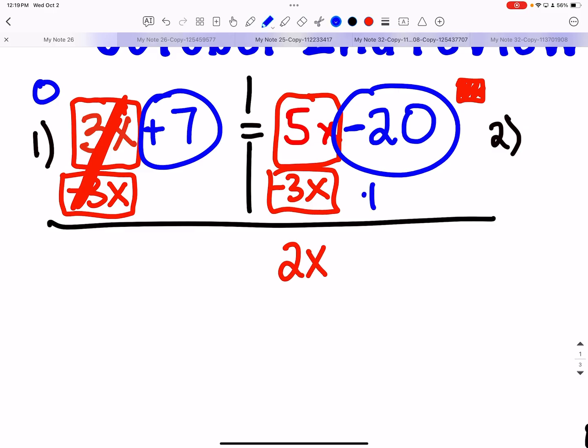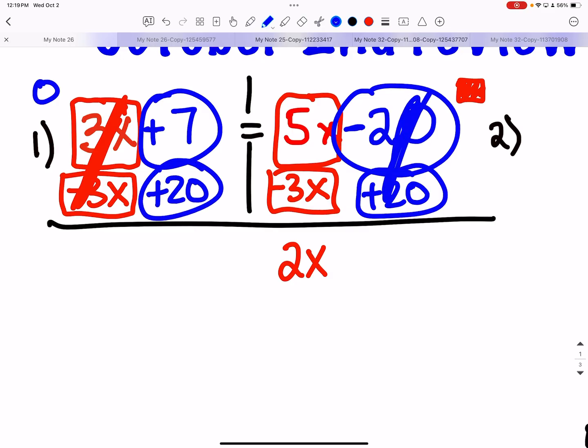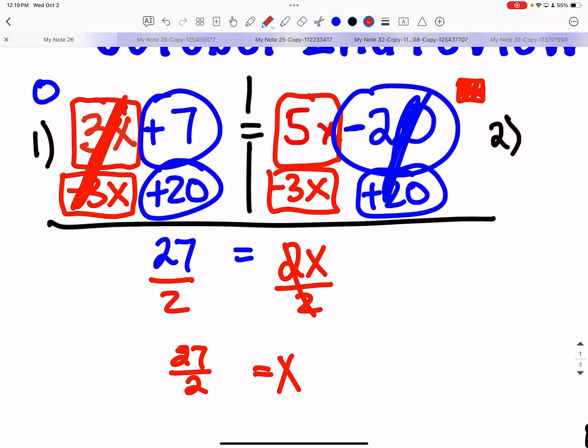But I got to get 20 out of baby's laundry out of my room using positive 20 over to here, positive 20. 27 equals 2x. Ew, that's weird. Why did I give this problem? I don't know. Okay, so let's divide by 2. And x equals an ugly answer because I made an ugly one, 27 halves. They're both not even. There's nothing I can do. That's just the answer. So sometimes when it doesn't work out well, that's just the answer.